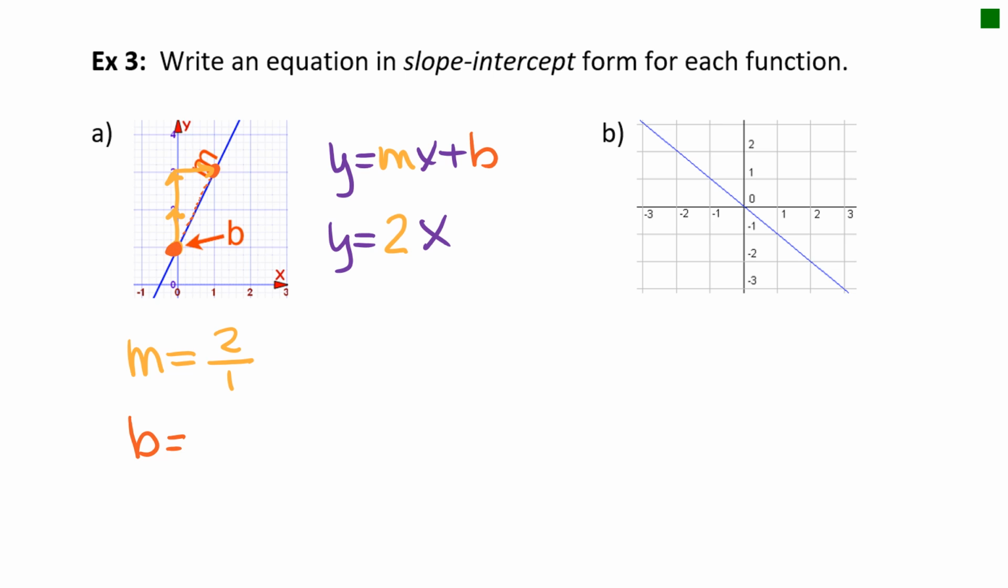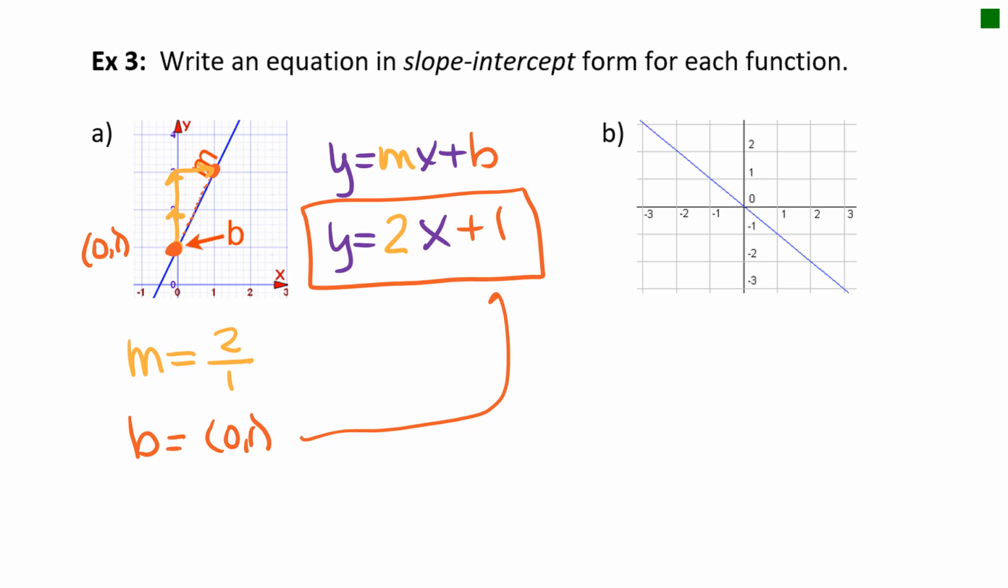That's this point right here. It's the point 0, 1. But when I go up here, I only put plus 1. You put the y value of the intercept. That is your equation.